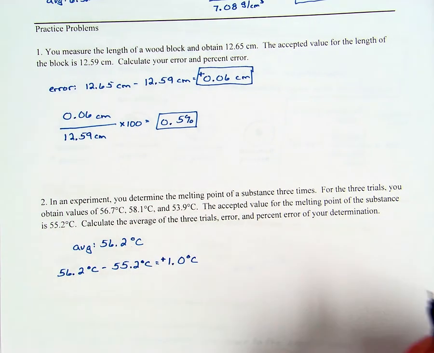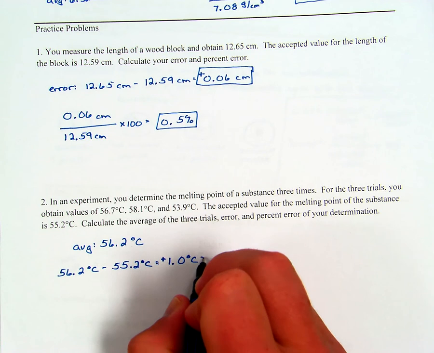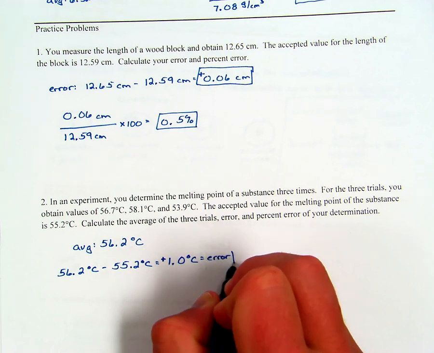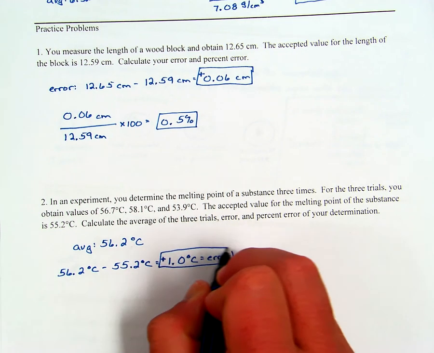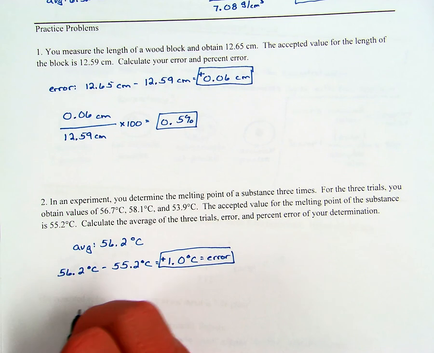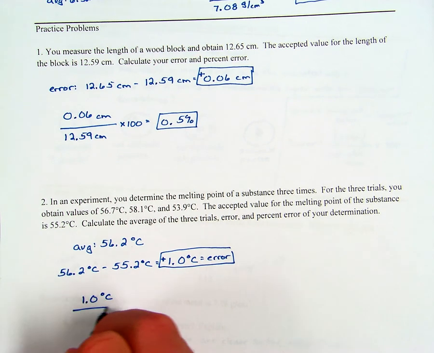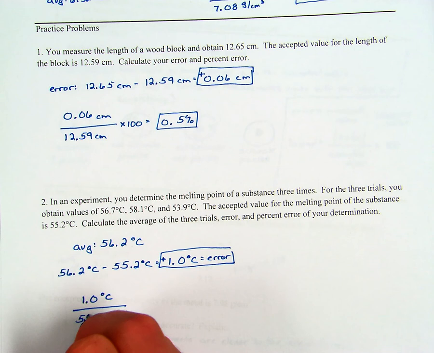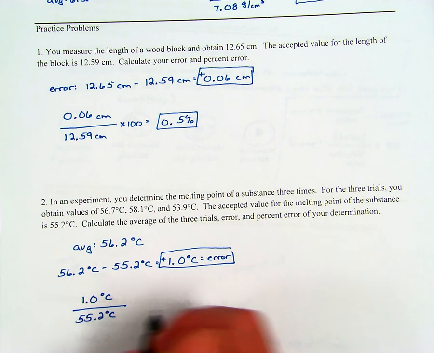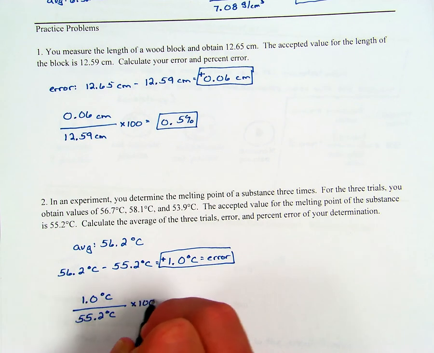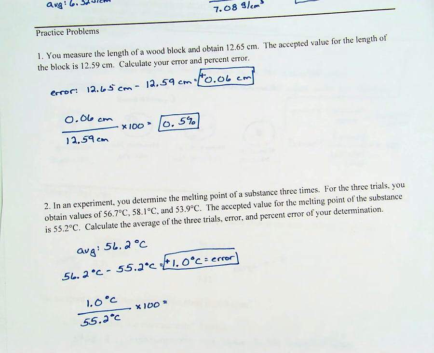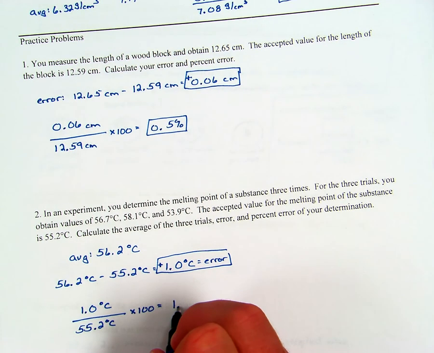Our percent error, we just take our error, 1 degree Celsius, divided by the accepted value of 55.2 degrees Celsius times 100. So 1 divided by 55.2 times 100, I get 1.8%, and that is the percent error. And that is the end of our lecture.